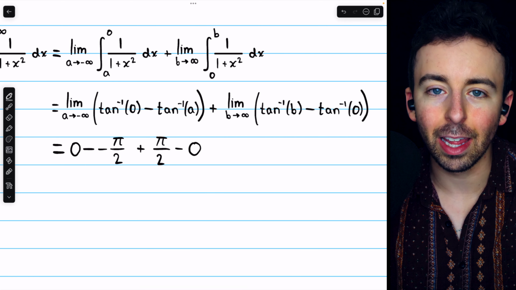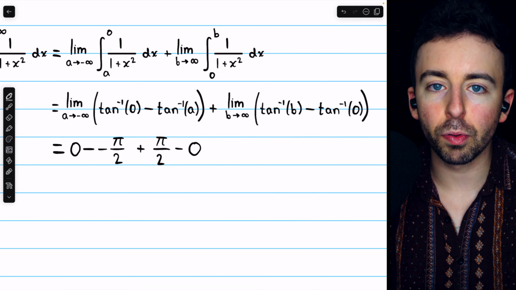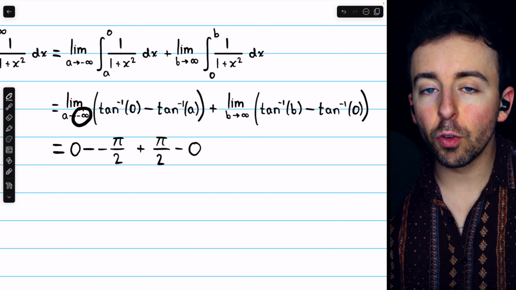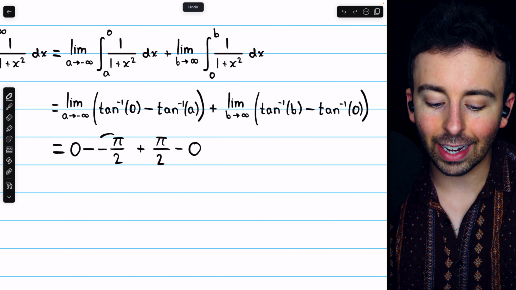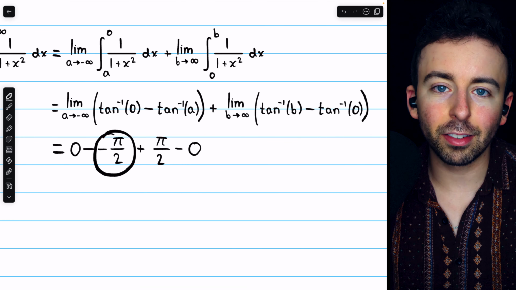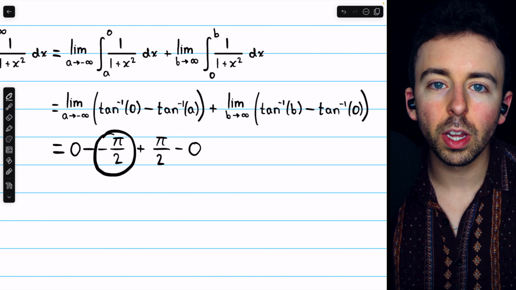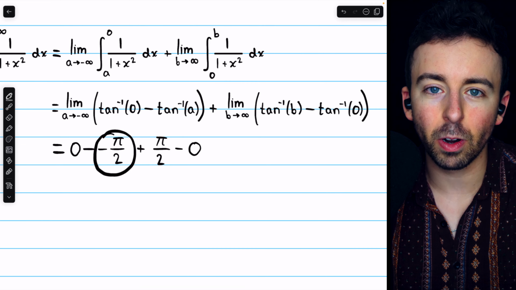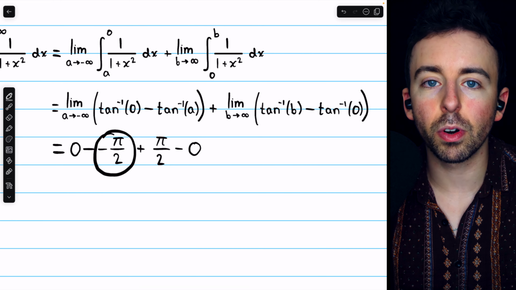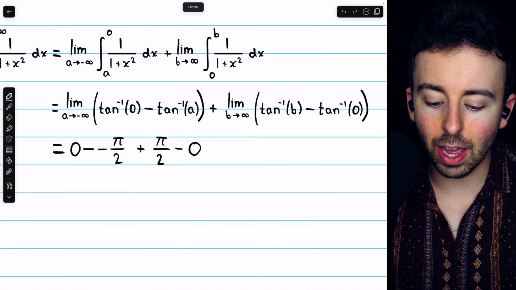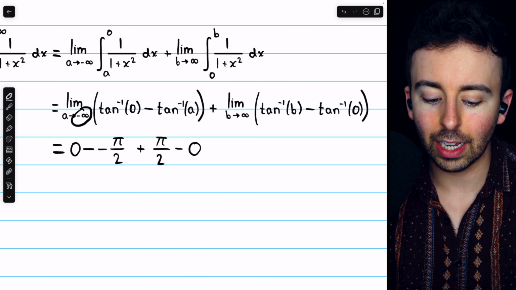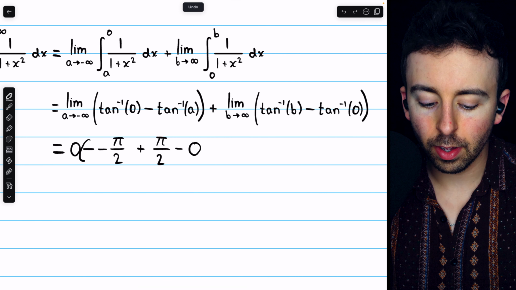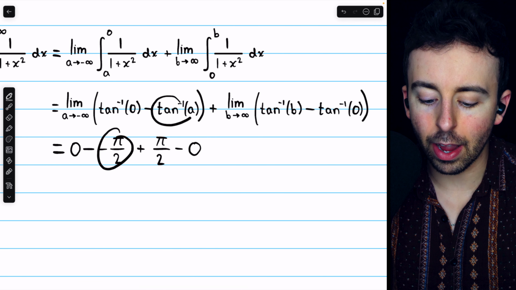Really, we're talking about limits here. What does x need to approach for tangent x to approach negative infinity? If you remember your unit circle, you'll know that's negative pi over 2. As x approaches negative pi over 2, we have that sine is approaching negative 1 and cosine is approaching 0. So that forces tangent to approach negative infinity, and so the limit of arctan of a, as a goes to negative infinity, is going to be negative pi over 2. So we have 0 minus negative pi over 2.